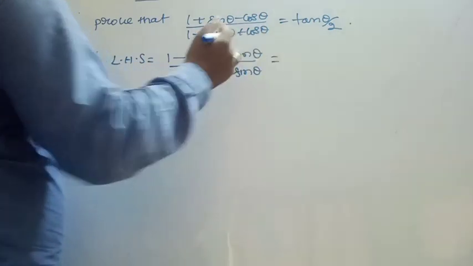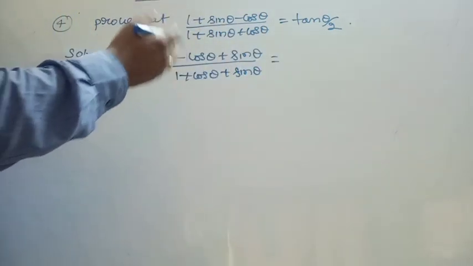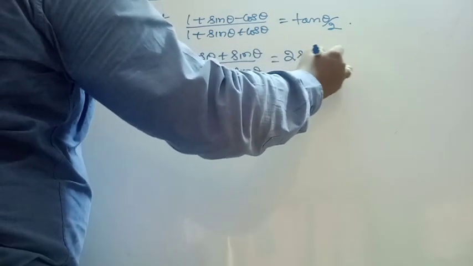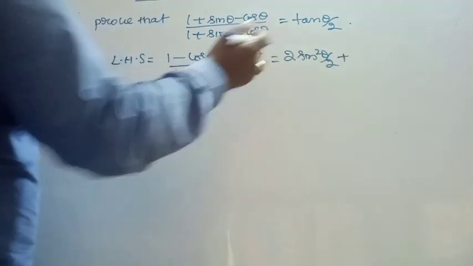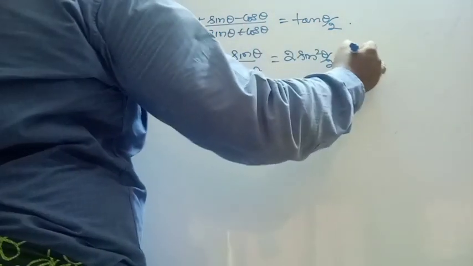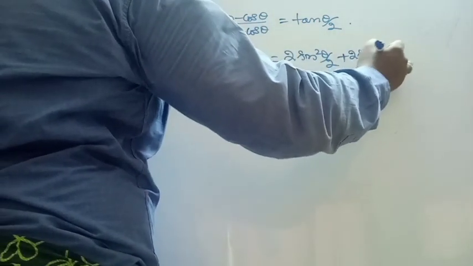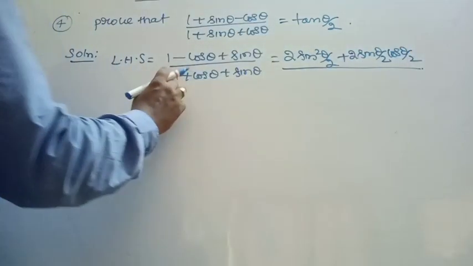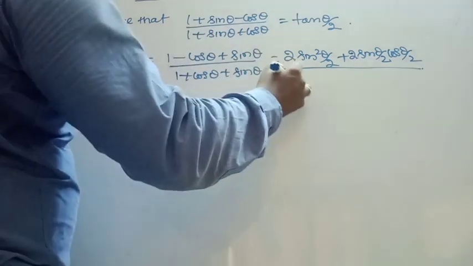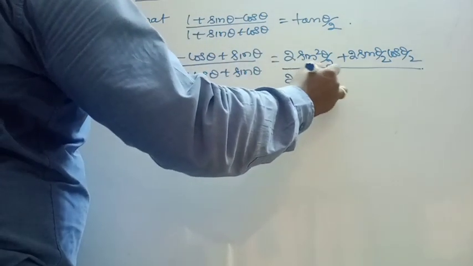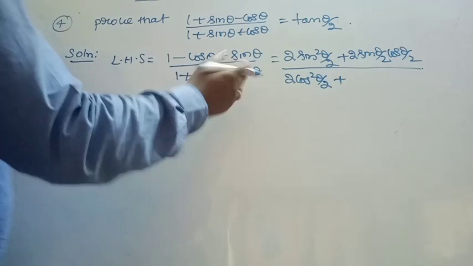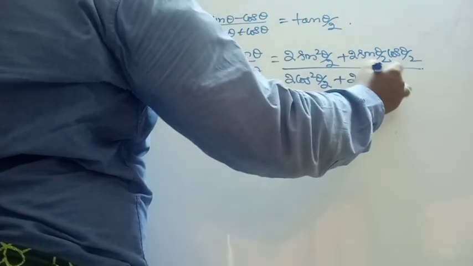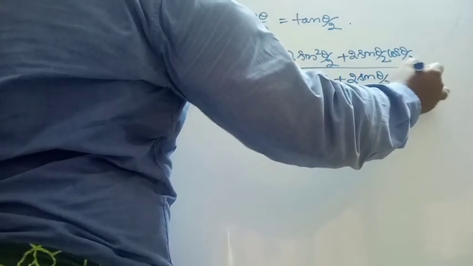Now this is 1 minus cos theta. We already did half angle formulas. That is nothing but 2 sine square theta by 2, remember. And sine theta, by the half angle formula, is nothing but 2 sine theta by 2 cos theta by 2. Whole thing divided by 1 plus cos theta, which is 2 cos square theta by 2, plus sine theta, which is 2 sine theta by 2 cos theta by 2.